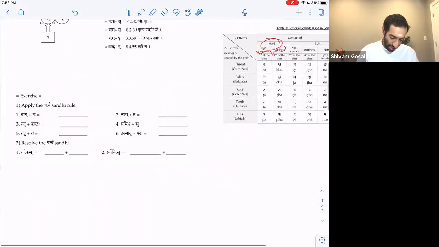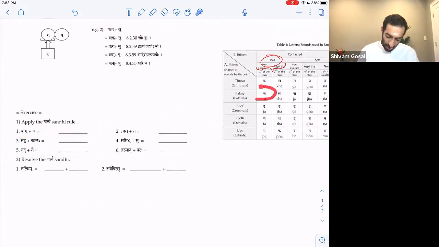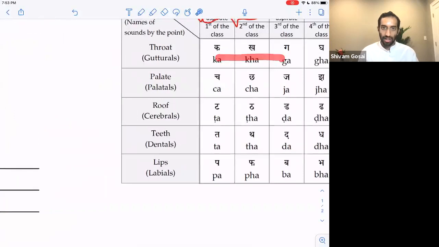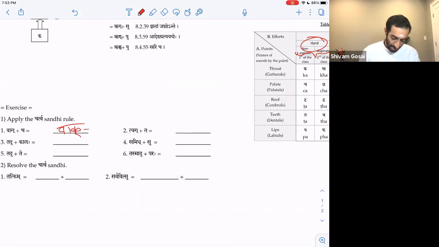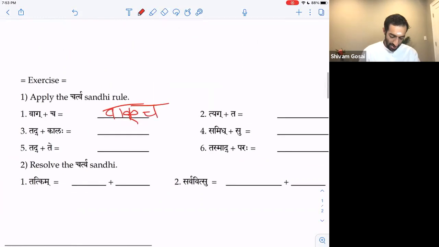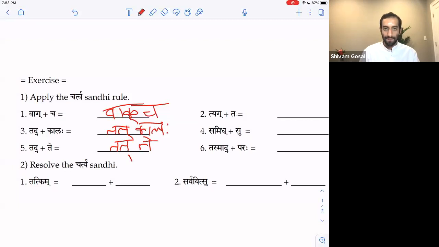Right, we can apply it a little bit more here. We can practice a little bit. Vag, cha. So we have vag, and it's followed by cha, which is a hard consonant. So the ga is going to become first of the class. What's the first of the class for ga? Ka. So it's going to become vak, cha. Tad, kalaha is going to become tat, kalaha. Tad plus te is going to become tat, te. Tyag, just like this, ga is going to become ka. So it's going to be tyak, tyakta.